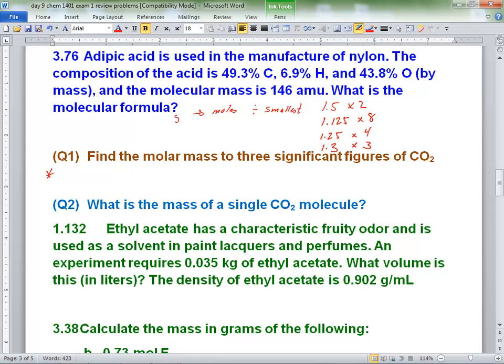Okay, let's try this one. Find the molar mass to 3 sig figs of CO2. Bless you. Find the molar mass to 3 sig figs of CO2. Okay. Now you remember how to get molar mass? Add up the molar masses of 1 carbon and 2 oxygens. Right? And everything's up here. Everything's on that periodic table. But don't do any rounding until the very end because they're worried about sig figs. Right? Don't do any rounding until the very end.